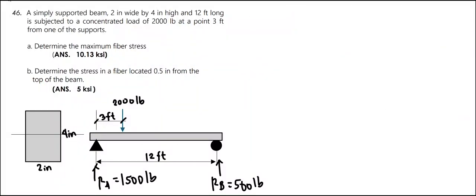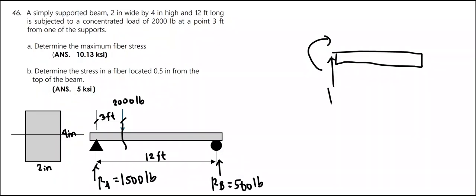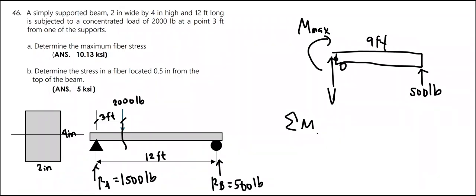Now we have the reactions at A and B to solve for the maximum moment, which tends to occur where the applied load is placed. We can cut this segment and expose the moment and shear at this point. Let's call this shear V and moment M max. And the reaction here, RB, is 500 pounds. And to solve for the maximum moment, this is a distance of 9 feet. We take summation of moment at this point here. Let's call this point O equal to 0.